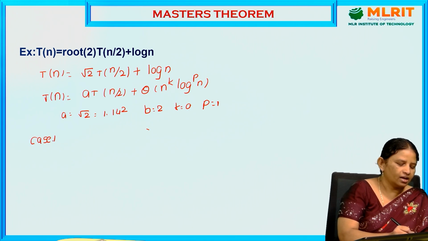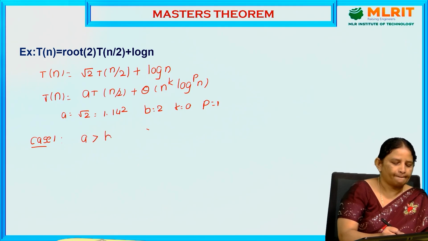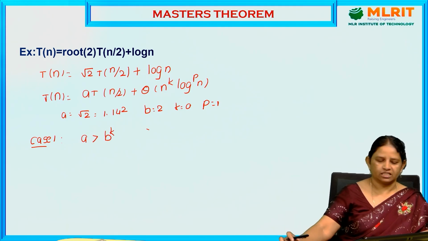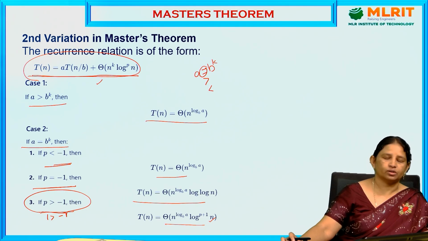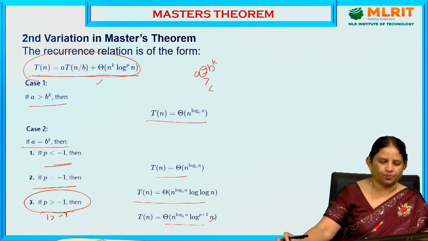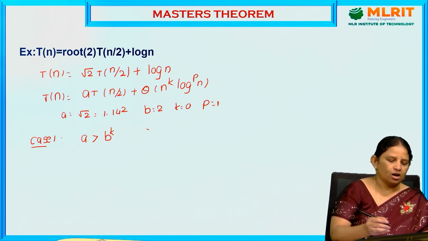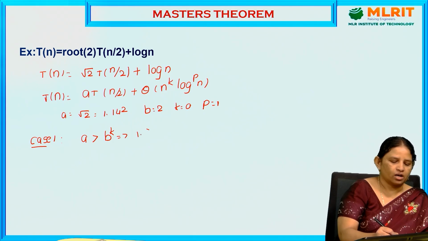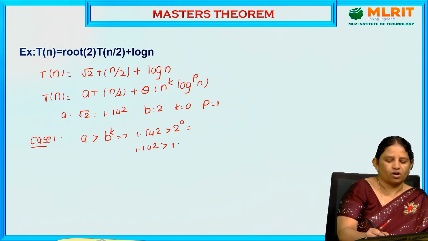Case 1: A greater than B power K. So what is case 1? According to the formula, A greater than B power K. Now we need to check the A value. A value is 1.142, greater than B power 0, 2 power 0 means 1. 1.142 greater than 1. Condition true.